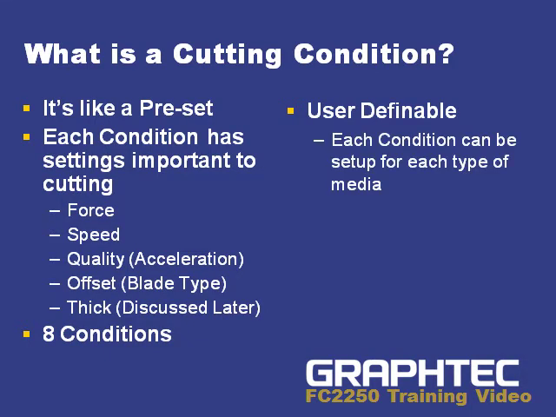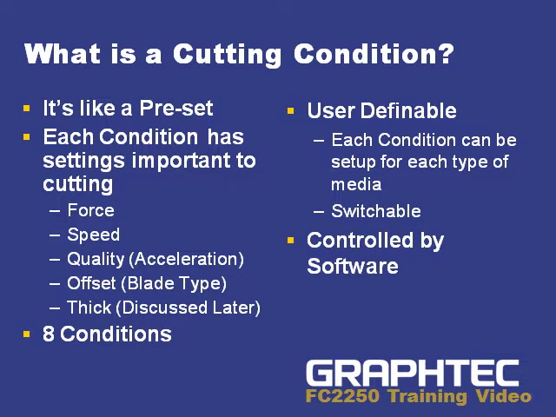In other words, each condition, like I mentioned, can be set up for the different types of material or even the different types of cutting that you're doing, such as intricate cutting or maybe the more general cutting. These can be set up according to what your needs are. And once they're set up, they're switchable. As you put on a new piece of material or a different type of material, it's not a matter of going back and trying to set the force. You can just switch the condition, which is perfectly set for that material, and immediately start cutting, which saves you time. And what's great is all this can be controlled by software.